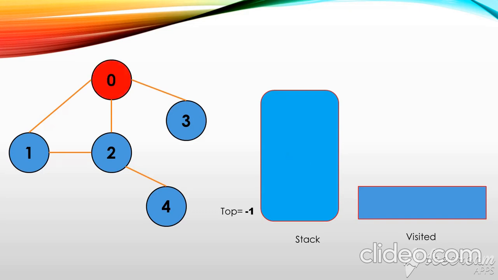So now I have moved 0 into the visited list, as I have considered 0 as the first element to be traversed. Now I have moved 3, 2 and 1 in sequence onto the stack, and we will visit these nodes one by one in depth sequence.